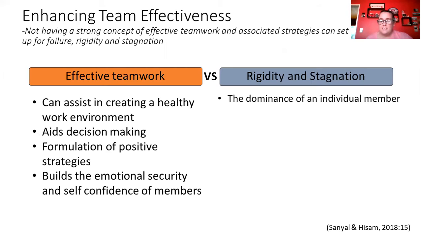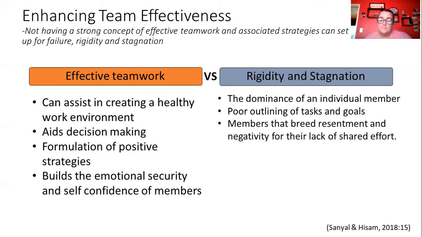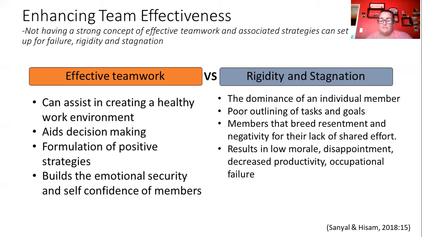In a rigid and stagnant team, there will be the dominance of an individual member. There will be poor outlining of tasks and goals. Members will breed resentment and negativity for their lack of shared effort. This will result in low morale, disappointment, decreased productivity, and occupational failure. The above are all detrimental to an organization and its achievement of its goals.